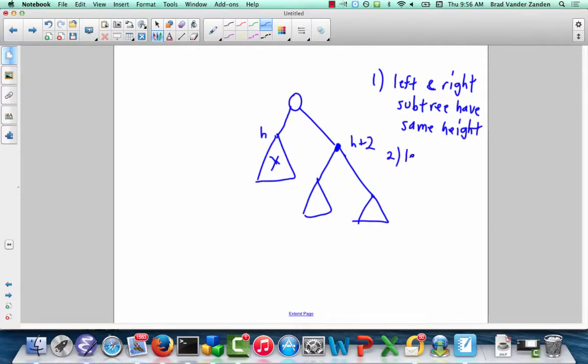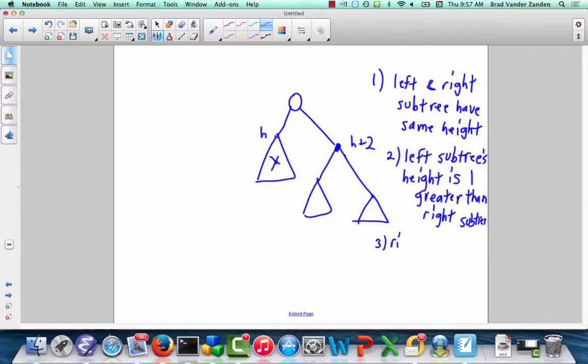Okay, left subtree height is 1 greater than right subtree. And right subtree is 1 greater than left subtree.